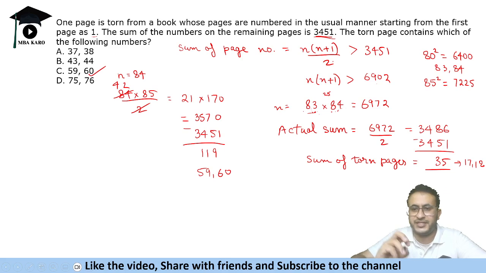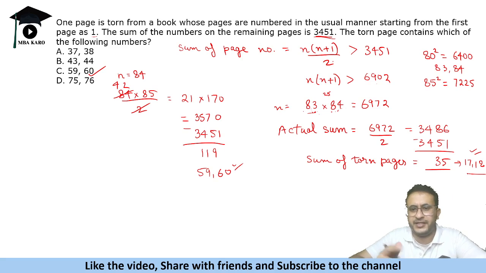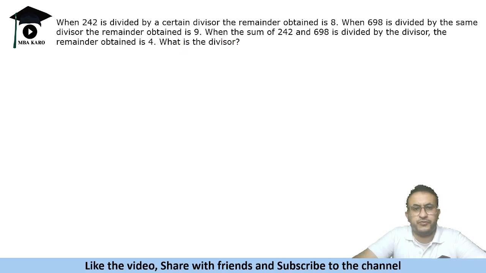Now, if in this question 17 or 18 was given, that is also a correct answer. The only thing is, since it was not given in the options, that is why we took this number. Okay, so that is the solution to this question. Now let's move on to the next question.